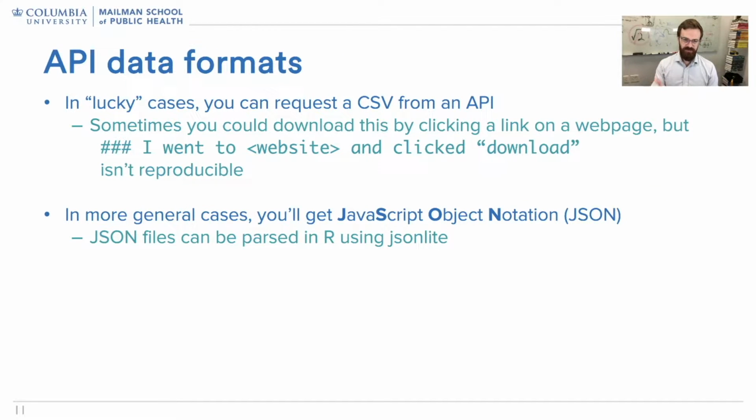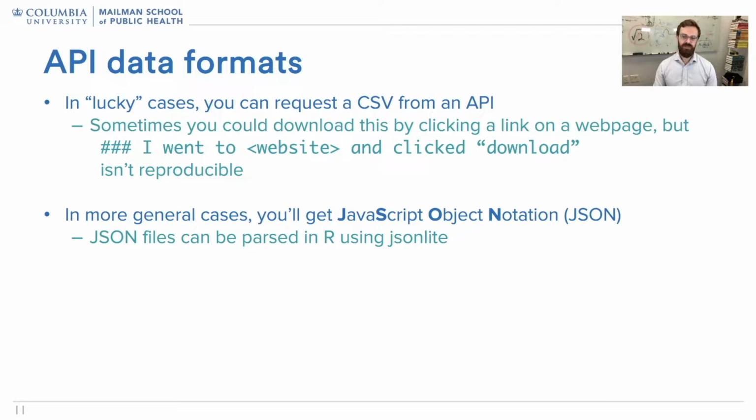So again, sometimes the API is going to give you a CSV, and that's great. And you might think to yourself, well, if I can just get a CSV from an API, can I also just get a CSV from a web page? Sometimes the answer to that is yes. Sometimes you can go to data.gov, and instead of using the API, you can click around until you find a download CSV button.